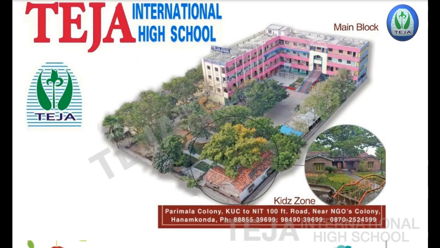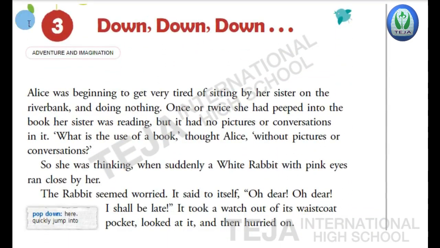Children, in today's session, we will discuss lesson 3. The name of the lesson is Down, Down, Down. So, what is the name of the lesson, children? Down, down, down, and so on. Okay? And the theme of the lesson is adventure and imagination. In this lesson, we are going to read a story of a girl and her adventure, and that adventure was an imagination. Okay, now let's begin the lesson, children.